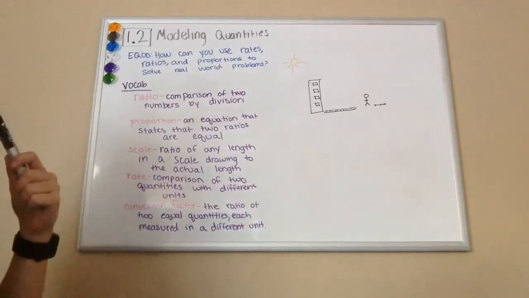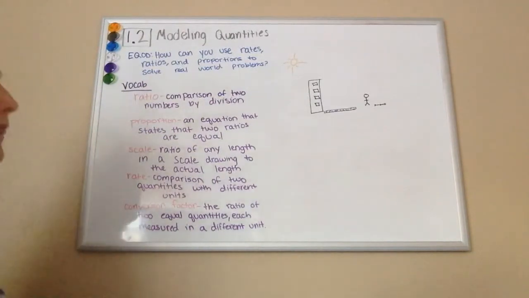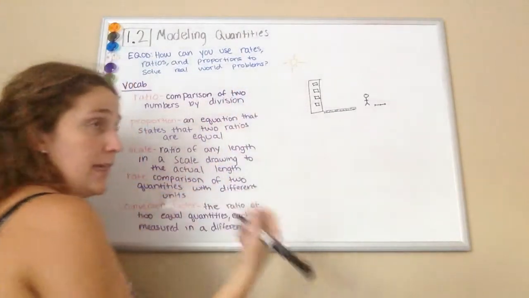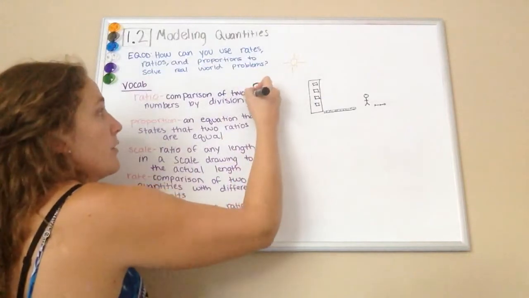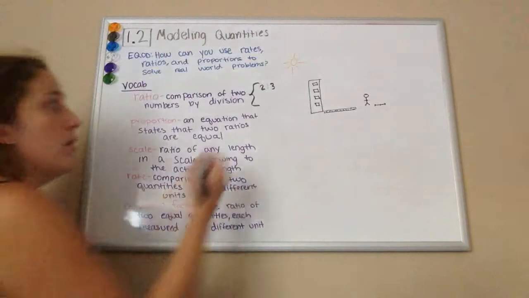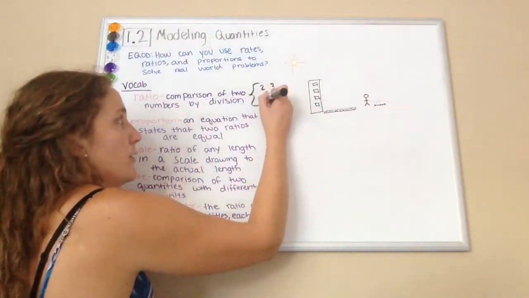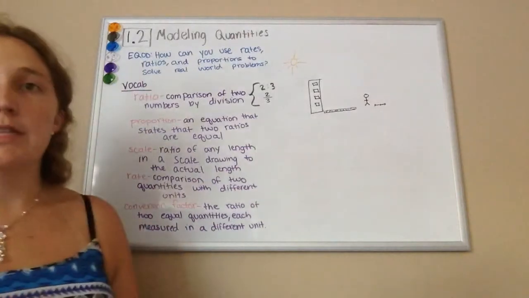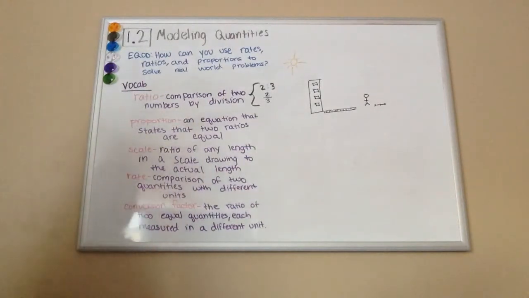Okay, and the vocab we're going to use, we've got ratio. That is a comparison of two numbers by division. So that could be represented in a couple different ways. Okay, it could be represented as 2 to 3. That's a ratio. Or also it could be represented as 2 to 3, like a fraction. Either one of those are ratios that we can see in these word problems.